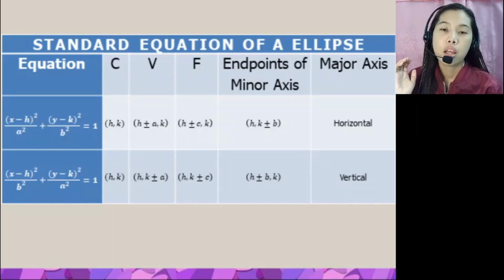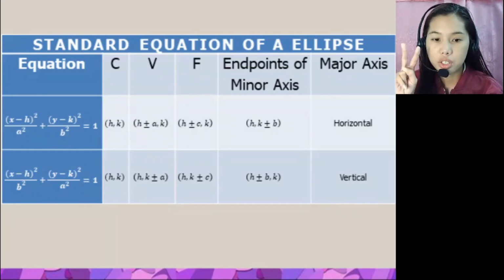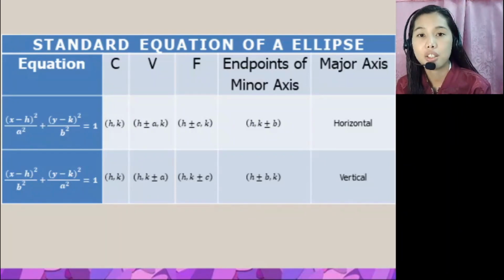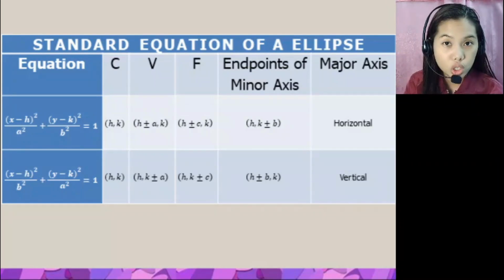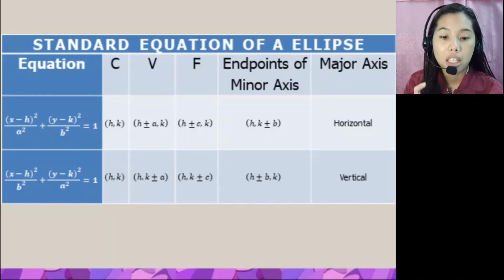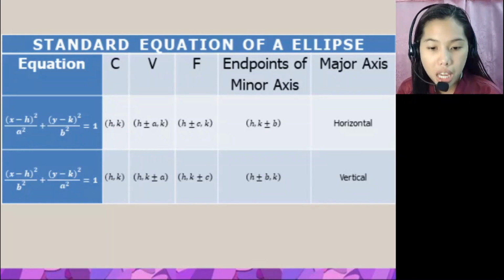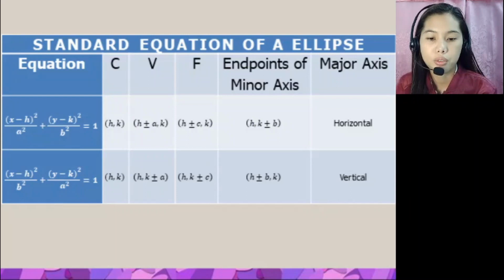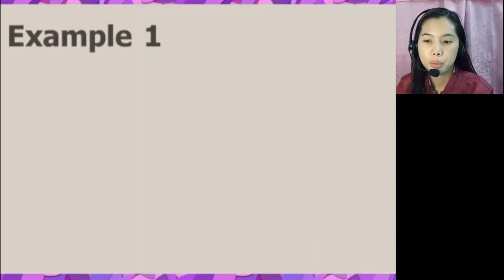Now, if your bigger denominator falls under y, or you have the second equation, then still the center is at (h, k). However, your vertices lie at (h, k plus or minus a), and your foci lie at (h, k plus or minus c), and the endpoints of your minor axis lie at (h plus or minus b, k), and the major axis is vertical. Okay, so to understand the ellipse more, we have example number 1.